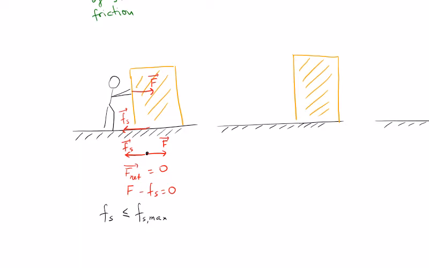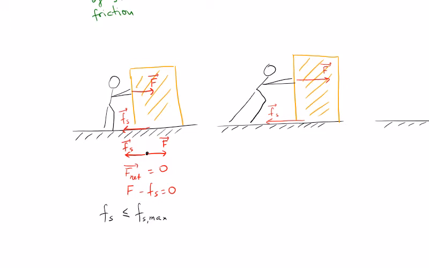Now suppose this person is pushing the box even further, even harder. So the applied force is a little bit greater, and you have more frictional force. That means the frictional force is increasing. But it reaches the maximum value of the frictional force.